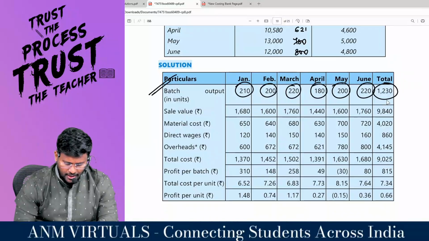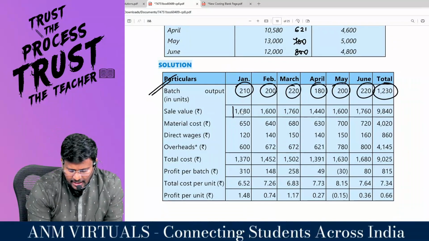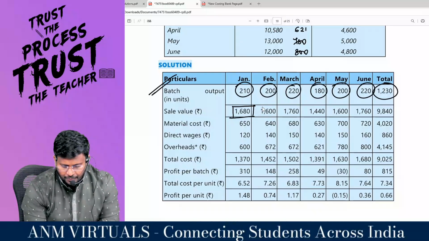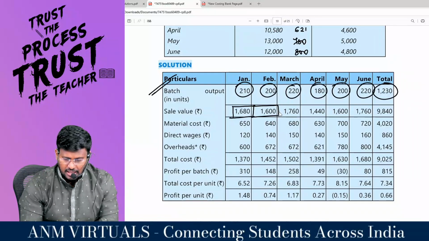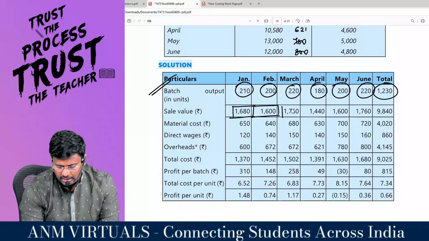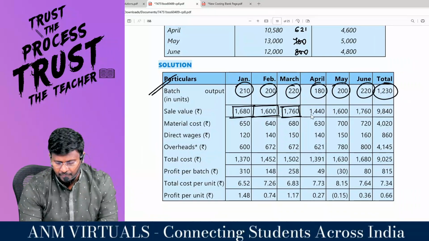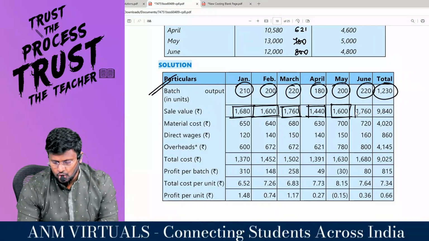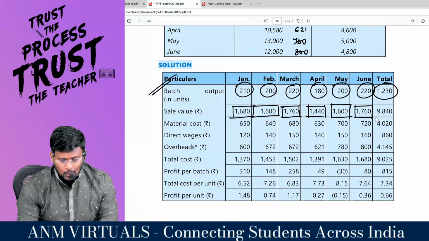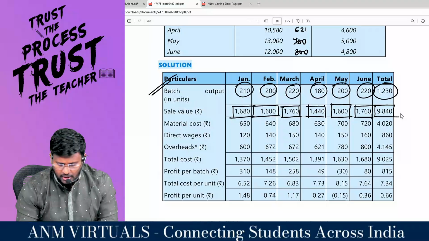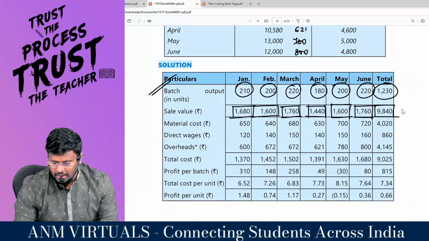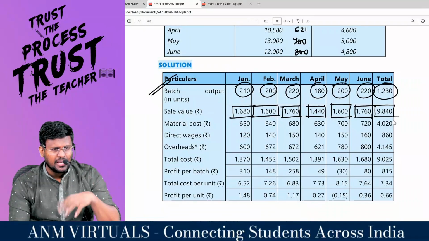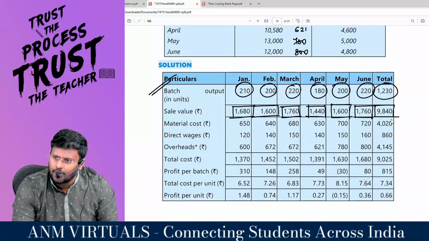Calculator. 210 into 8 comes to 1,680, which is the sale value for the month of January. Right, sir? 200 into 8 is 1,600. March, 220 into 8 is 1,760. 180 into 8 is 1,440. 200 into 8 is 1,600. June, 220 into 8 is 1,760. Total 1,230 units into 8 is 9,840. Getting it? Actually, sir, I am selling only 200 units, but I have manufactured not 200 units.